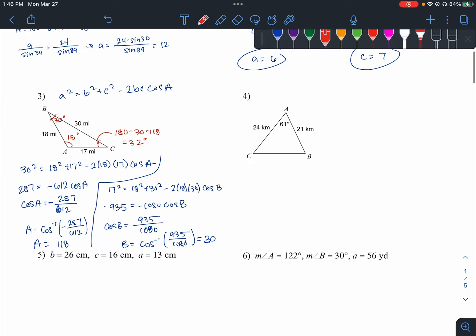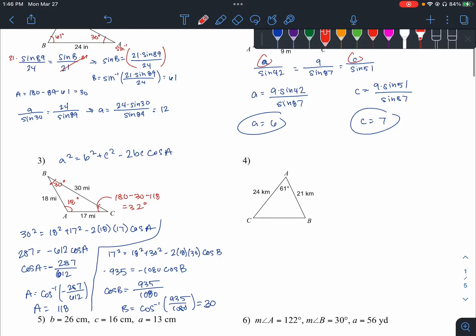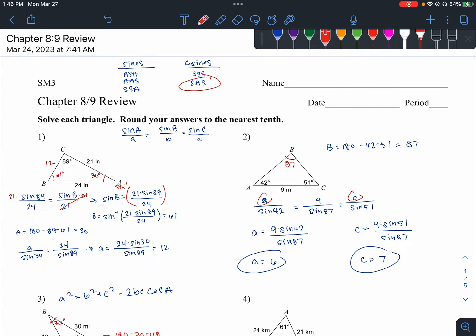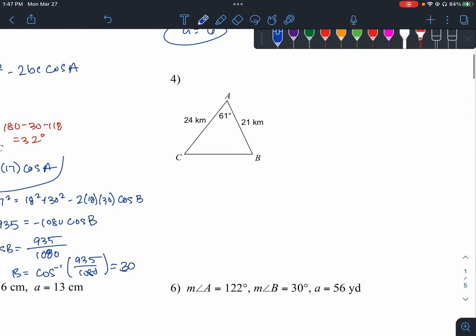All right, for number 4, we have what looks like a side-angle-side case. So going back up here, we're going to be using the law of cosines again, but in a different way because we know different sides and different angles. I don't know these two angles, so I'm first going to have to solve for this side over here, side A.